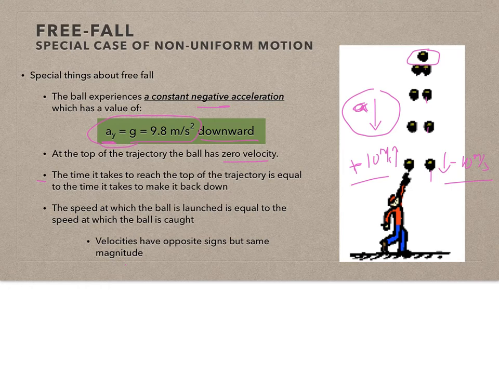These are very important in order to do problems in here. We have to remember these four things. Key thing, always negative acceleration downwards at 9.8. The top of trajectory, you have zero velocity. Time it takes to get to the top is equal to the time it takes to get back down. The speed at which you throw the ball up is the speed at which it returns to your hand. It's just going in a different direction.